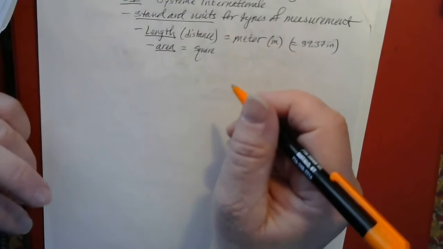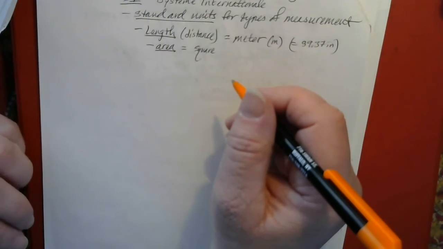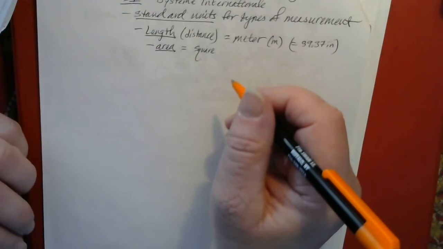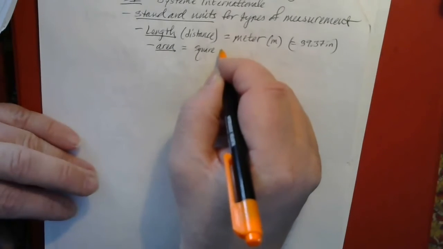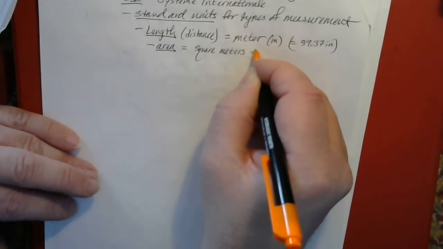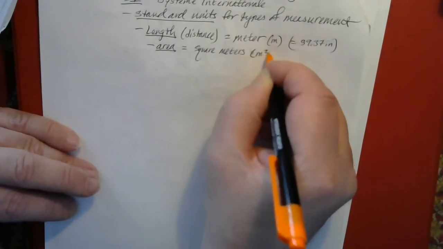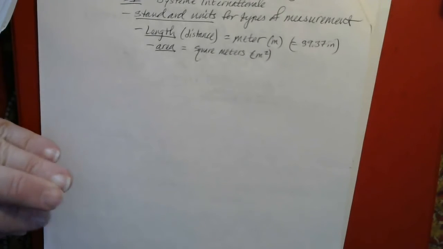Units act like numbers when you multiply and divide. So if you multiply a number in meters by another number in meters, the unit ends up being square meters, or meters to the second power. Okay, so that would be the official SI unit for area.